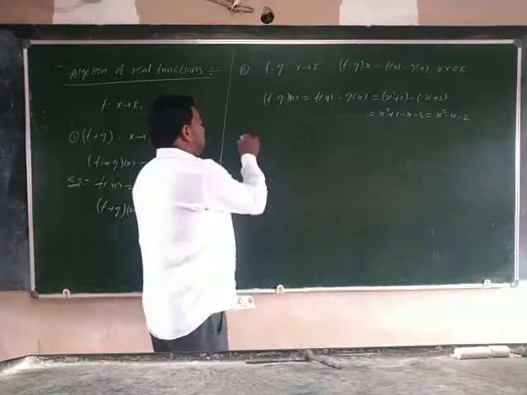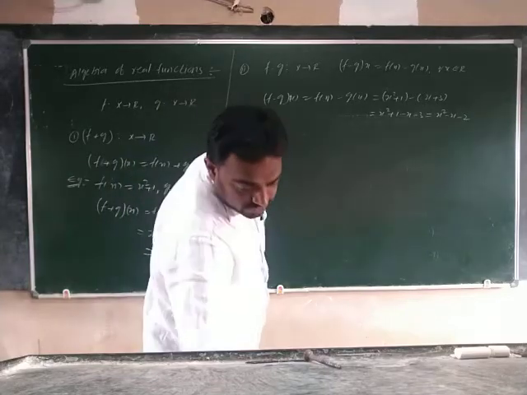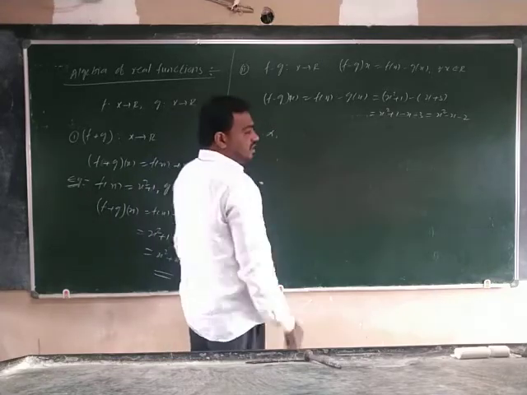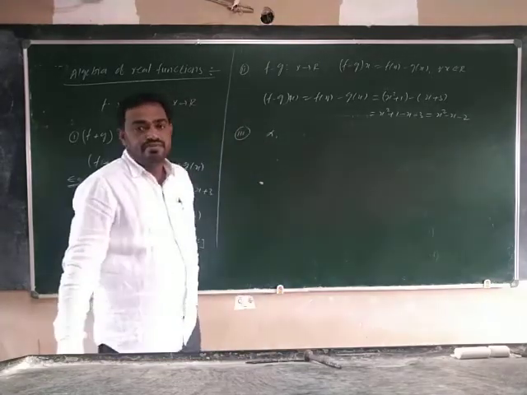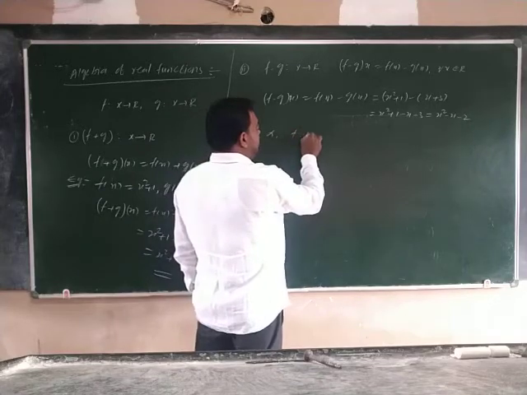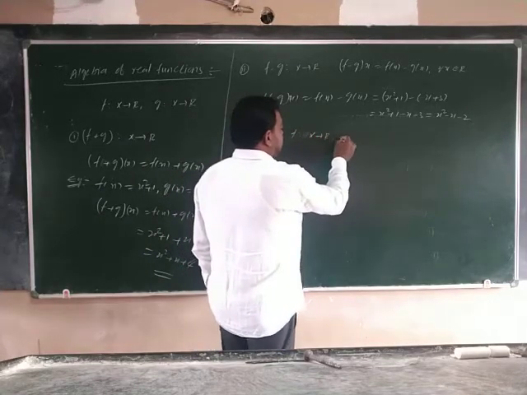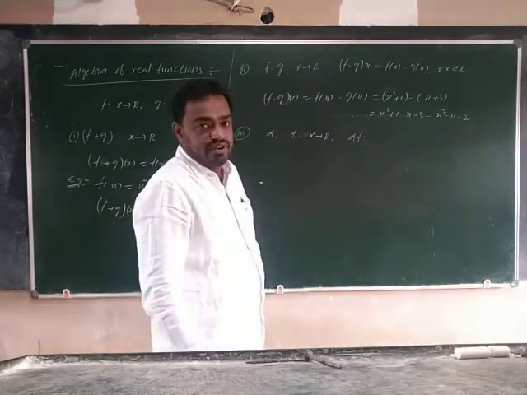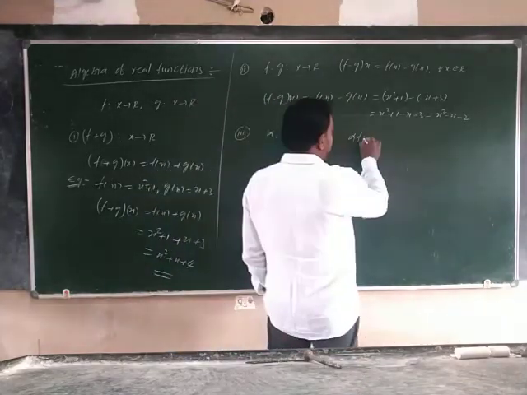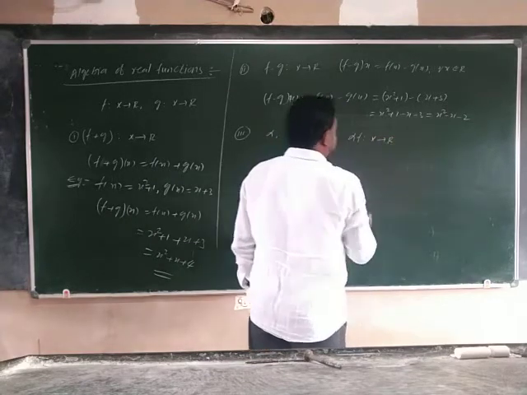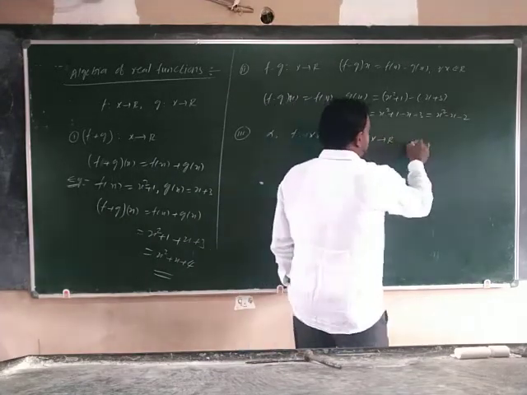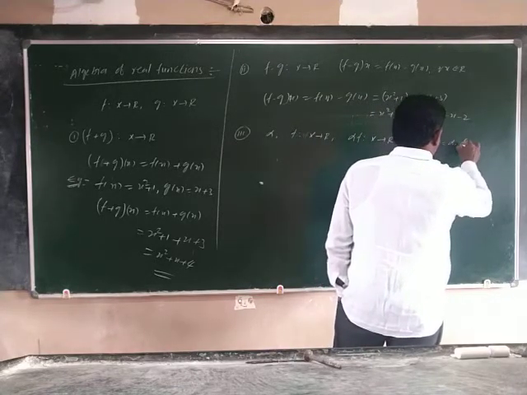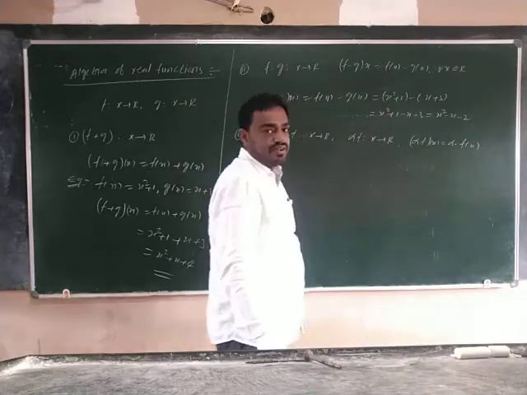Next, the third one: multiplication by scalar. If alpha is any scalar, that means alpha is any real number, and f is a mapping from X to R, a real function, then alpha f is called the scalar multiplication of the real function. It is also defined from X to R, by (alpha f)(x) is equal to alpha into f(x).